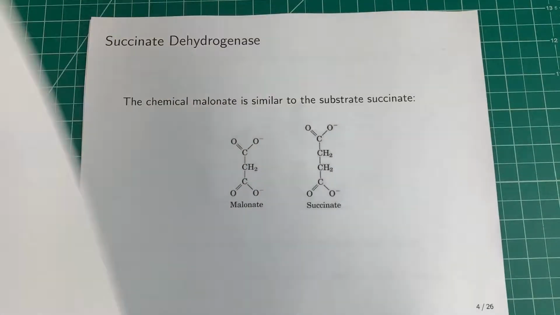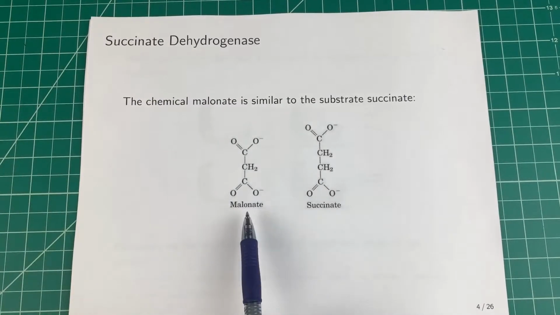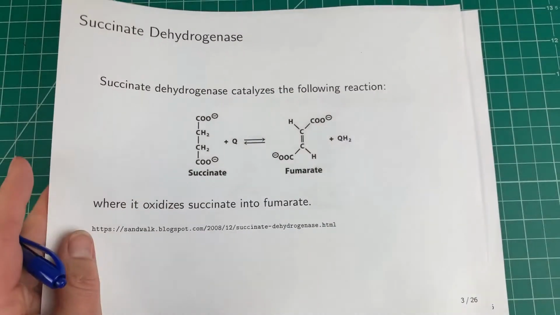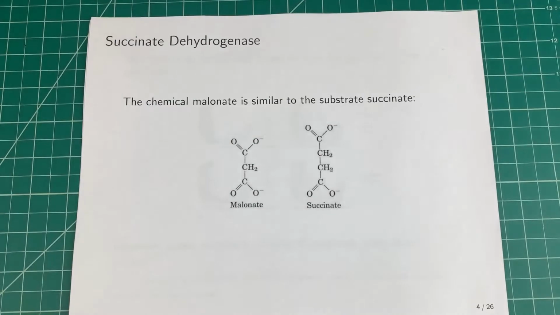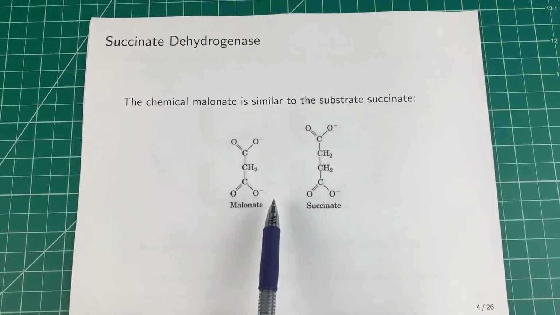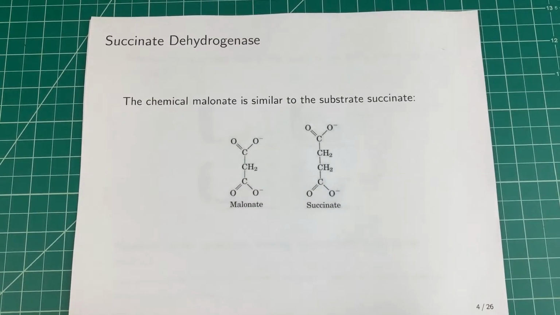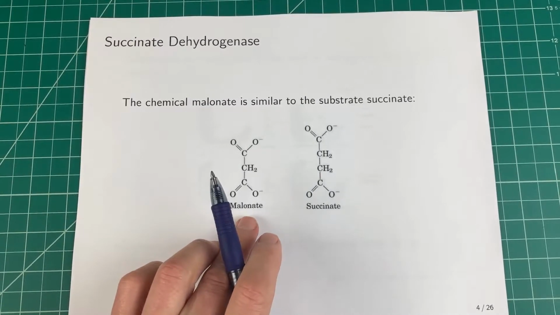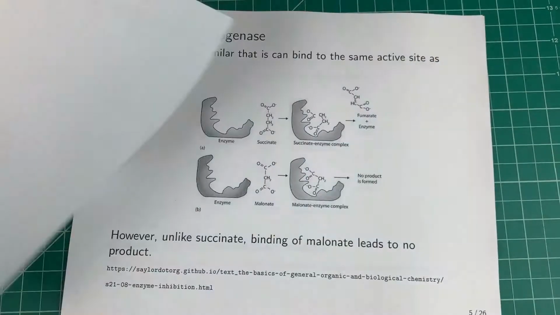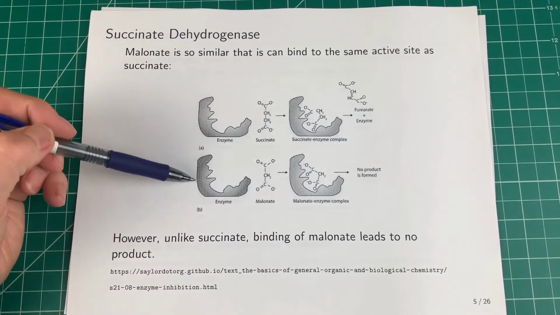Now, there's another molecule called malonate, and I've got it here. If you look carefully, malonate and succinate, so remember succinate was this one, are actually quite similar looking. The only difference is that malonate only has 1 CH2, whereas succinate has 2. Now, it turns out that the malonate is so similar to the succinate that it'll actually fit into the active site of succinate dehydrogenase.